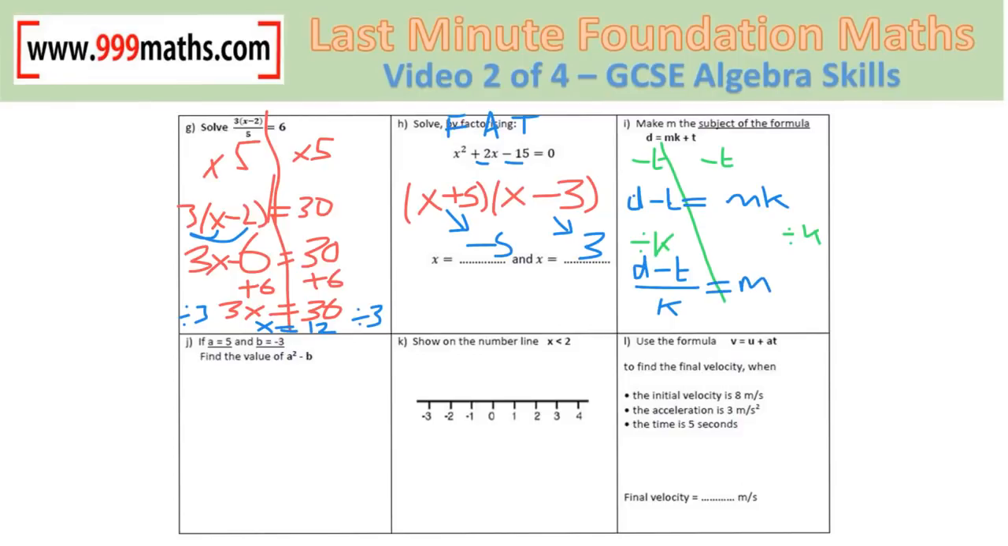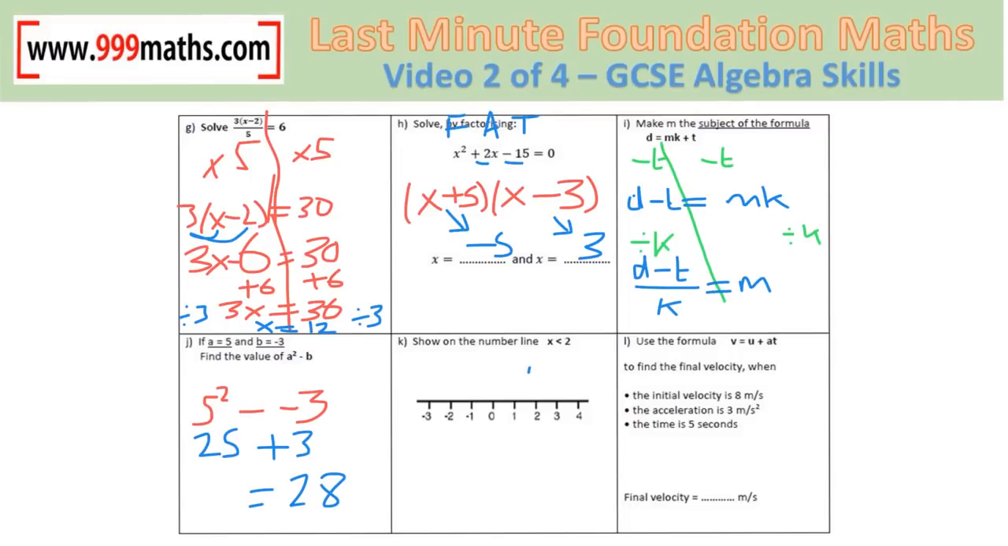Down on the bottom left, if a is 5, a squared will be 5 squared. Take away b, which is minus 3. 5 squared is 25. Minus minus turns into plus 3. My answer is 28.